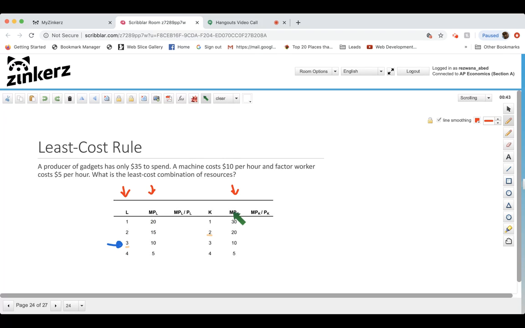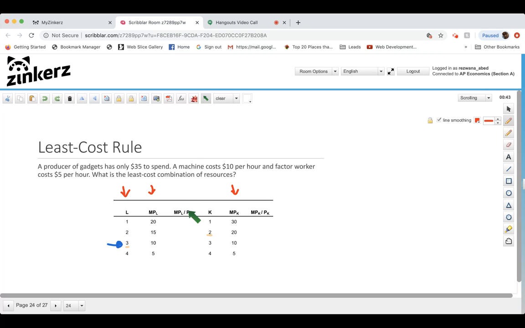If you didn't have these two columns, MPL and MPK, and you only had total product, you would still be able to do this, correct? Yes. You would do it the same way. Anytime we have to find marginal anything, really, you can do that from total. So if you had total product instead of marginal product, don't stress. It's the same idea. You can calculate marginal product from total product. So here, let's try to calculate these numbers in these two columns.